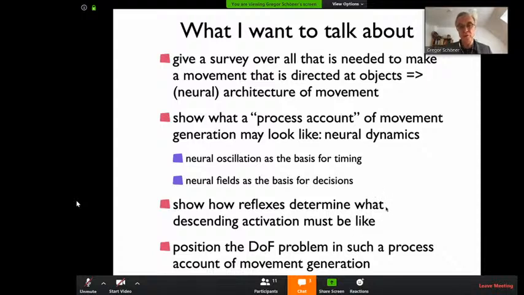The second major topic will be to see how the fact that actuators are always endowed with reflexes, which we've heard a lot about in the summer school already, affects what the descending activation that comes from high up in the nervous system needs to be like, what properties it needs to have. I would end by talking about the degree of freedom problem and positioning that within this integrated, neurodynamic approach. So that's really three concrete topics: these dynamics ideas, the reflex conditioning of the command, and the degree of freedom problem, as an illustration of what an integrated account would be.